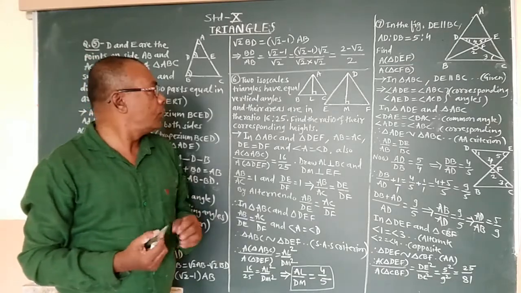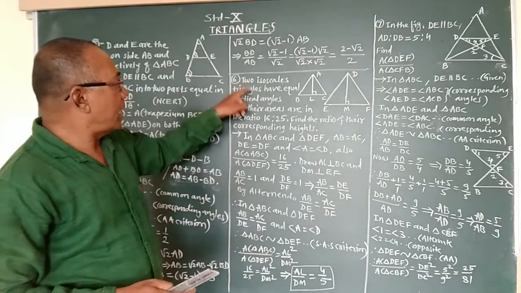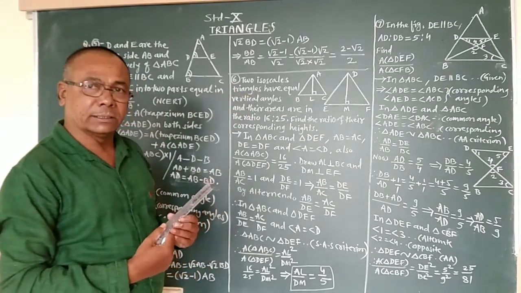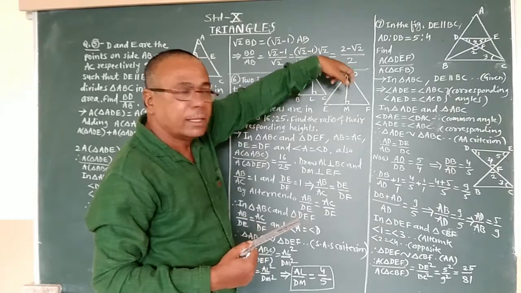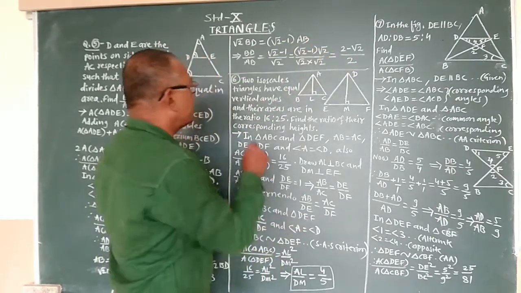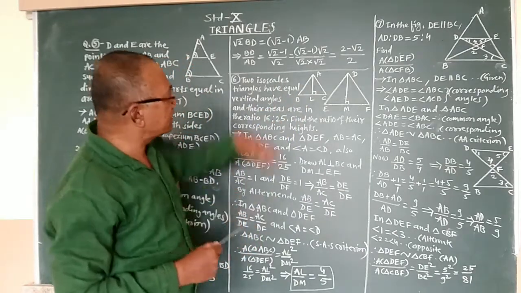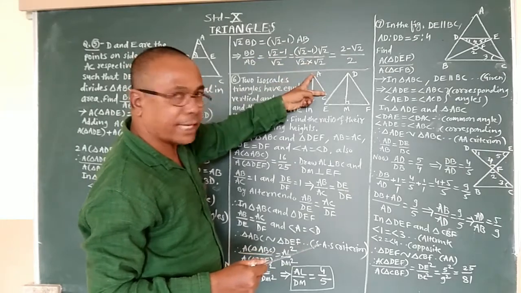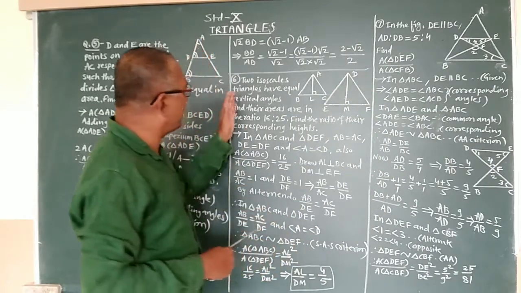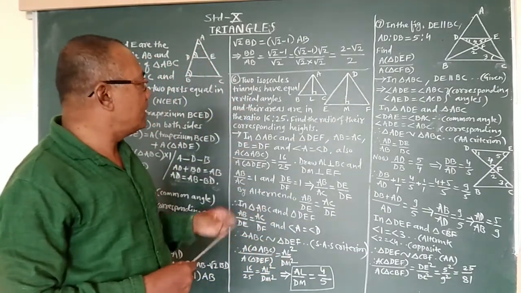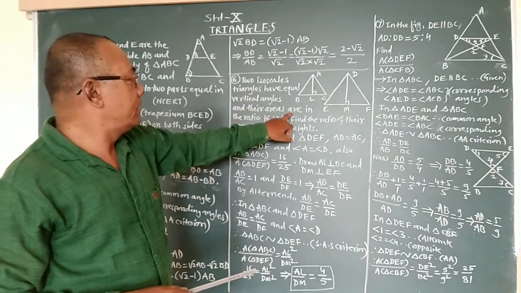Now we have to consider the next example here. Here two isosceles triangles have equal vertical angles. Vertical angles means the uppermost angles, that is angle A and angle D. So these are the vertical angles. It is given that these two triangles are isosceles. Isosceles means two sides are equal. AB and AC are equal. Similarly, DE and DF are also equal.